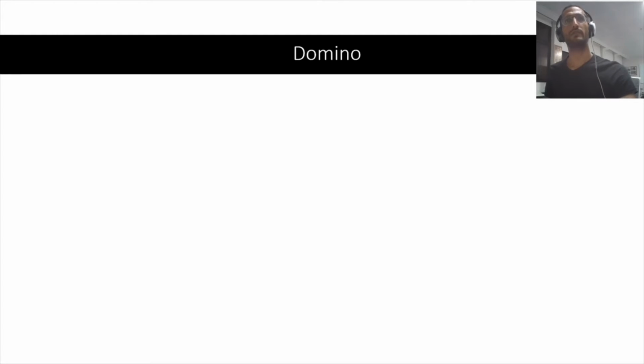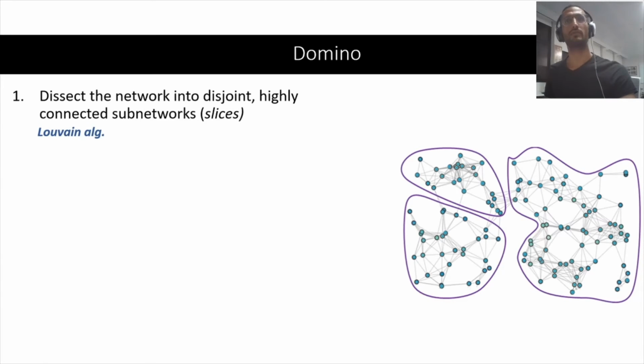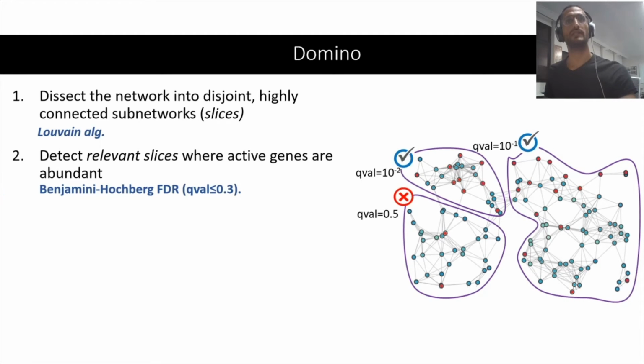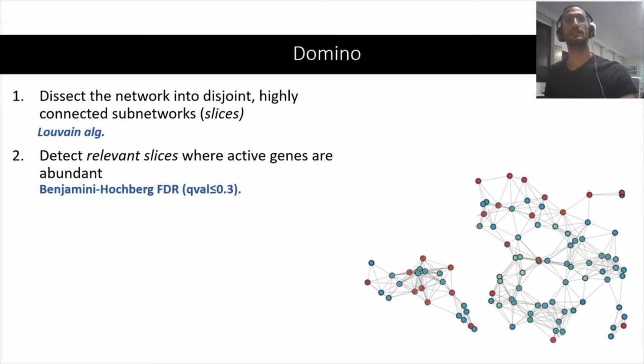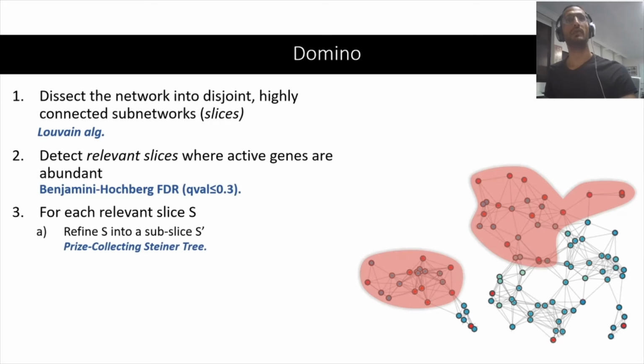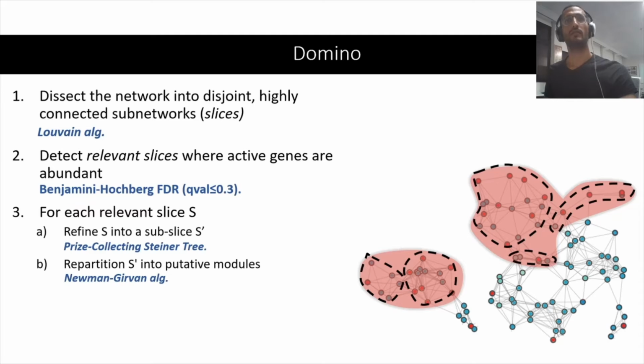So let's briefly review the steps of DOMINO. It starts by dissecting the entire network into disjoint, highly connected subnetworks, or slices. Then, it detects which of these are relevant slices, that is, having a high proportion of active genes in them. Each of these relevant slices is then subjected to a refinement step, and then it is repartitioned into putative modules. Finally, DOMINO reports as final modules only those that are enriched in active genes.